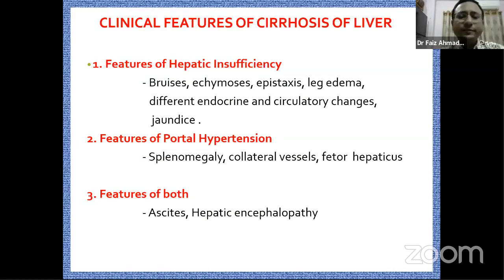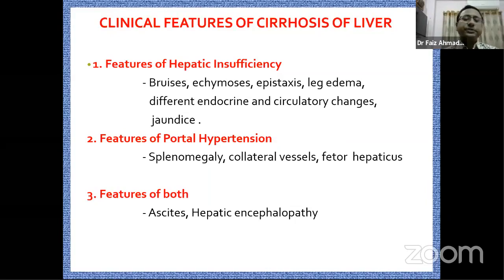If you grossly categorize these clinical features of cirrhosis of liver, ultimately they fall in three categories. Number one is features of hepatic insufficiency. Number two, features of portal hypertension. And number three, features of both hepatic insufficiency and portal hypertension. What are the features of hepatic insufficiency? That is bruises, ecchymosis, purpura, epistaxis, leg edema. These occur due to the deficiency of clotting factors, albumin, and other endocrine and circulatory changes, and jaundice. So these are due to hepatic insufficiency.